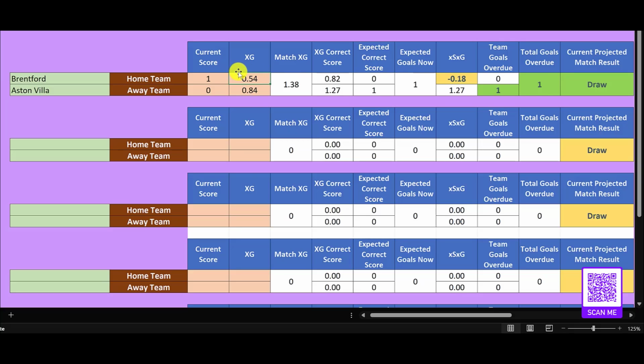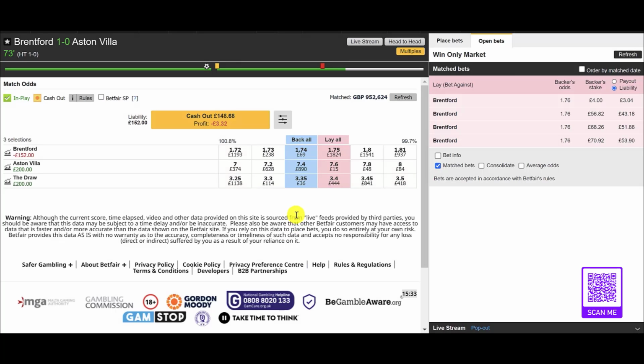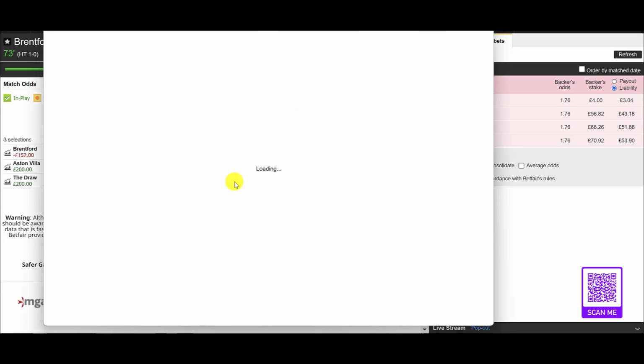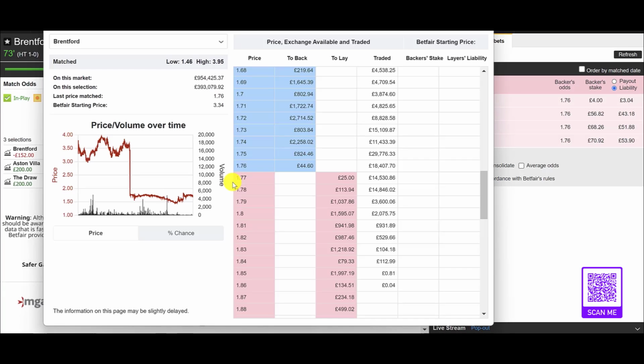So we'll have to have some human intervention there. But anyway, to me, this looks like we should turn the screw a little bit. I mean, we laid Brentford at 1.76. They're now back out to 1.76 again after that red card. Let me show you where the prices went. And they went down as low as around 1.46, as we can see here.